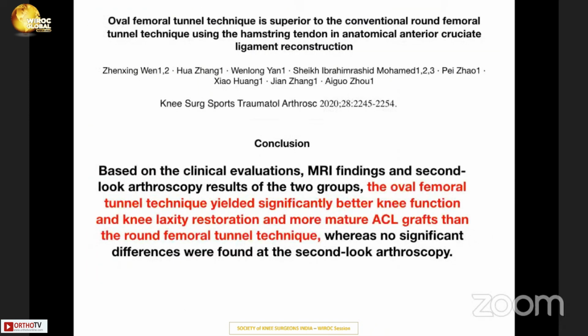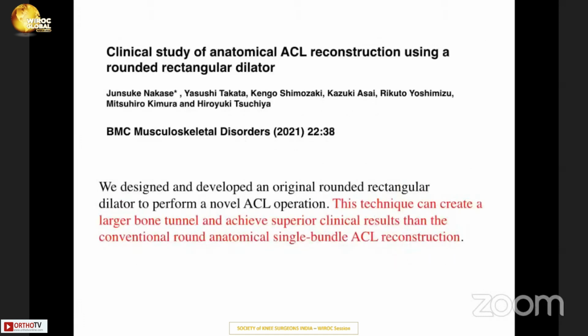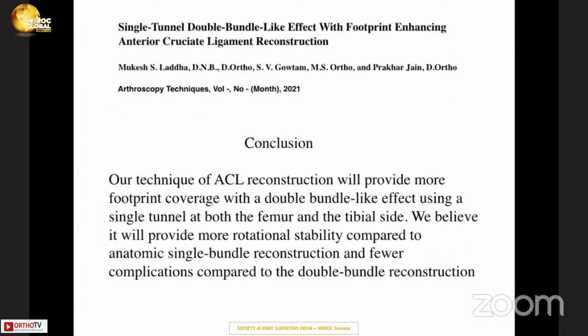So are there any clinical studies done in the literature? Yes, a 2020 article in KSSTA says that they did MRI findings and second look arthroscopy of both the rectangular as well as the conventional round tunnel. They found the oval femoral tunnel technique yielded significantly better knee function, better knee laxity restoration and a more mature ACL graft than the round femoral tunnel technique. Another article, recently in 2021, also shows that the rectangular rounded tunnel technique can create a larger bone tunnel and achieve superior clinical results than the conventional round anatomical single bundle ACL reconstruction.